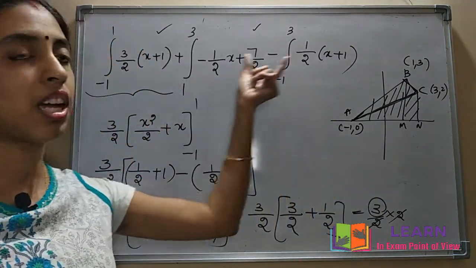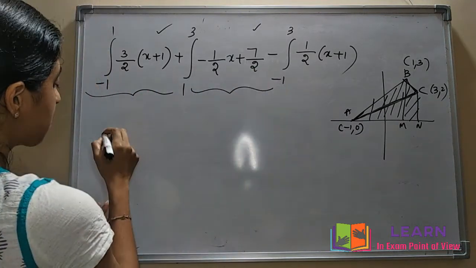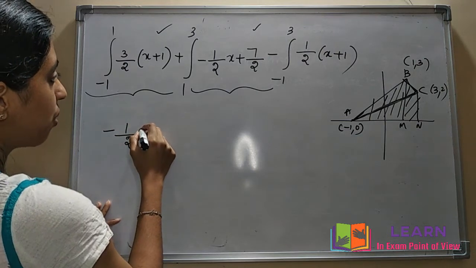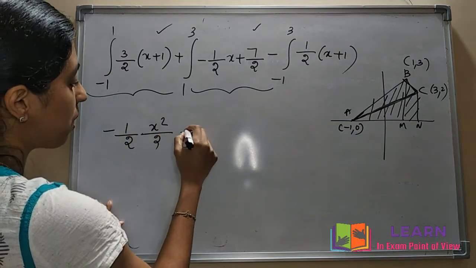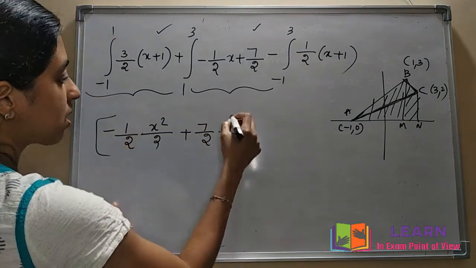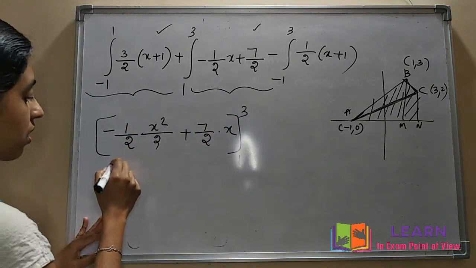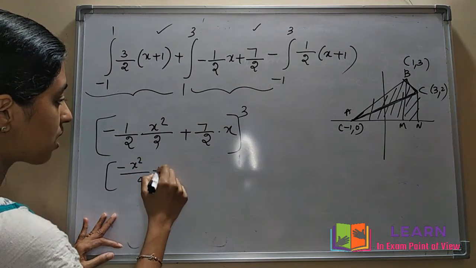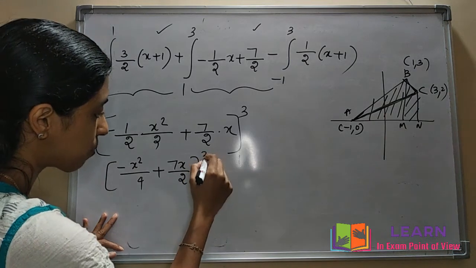Similarly, simplify the other two. So, simplifying the next part. Okay, minus half into x. That is x. Integrating x square by 2 plus 7 by 2 into x, right? Now this is in the limit 1 to 3. Simplify this. Okay. This is what? Negative x square by 4 you can write. Plus we have 7x by 2. Now put the limit 1 to 3.